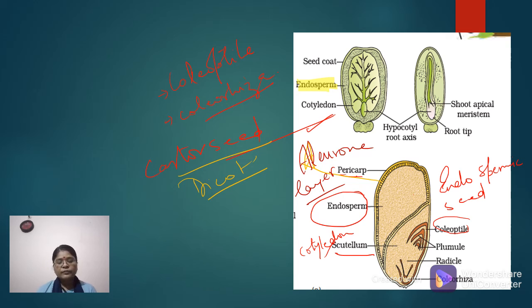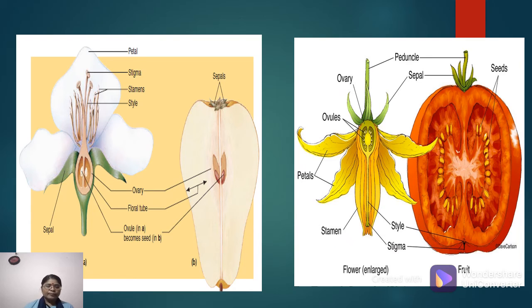Now we have seen the different parts of the seed and now we will move to the fruit. This diagram is very important. First I will focus here. On this diagram you can see this is your pedicel, the stalk of the flower. Now you can see here these are the sepals. Here the persistent sepals are there. This is the calyx, persistent. Sepals are also collectively called calyx.